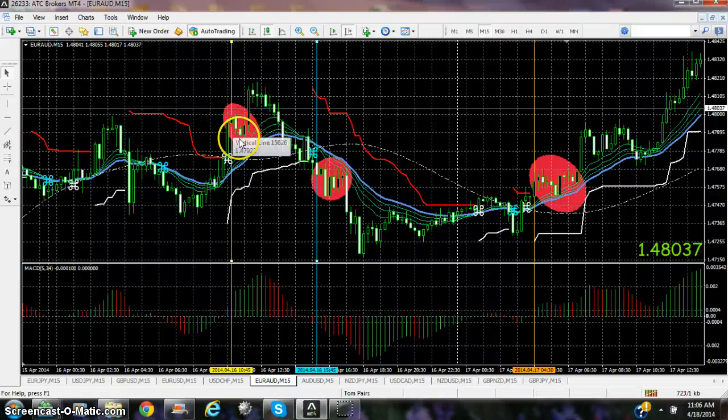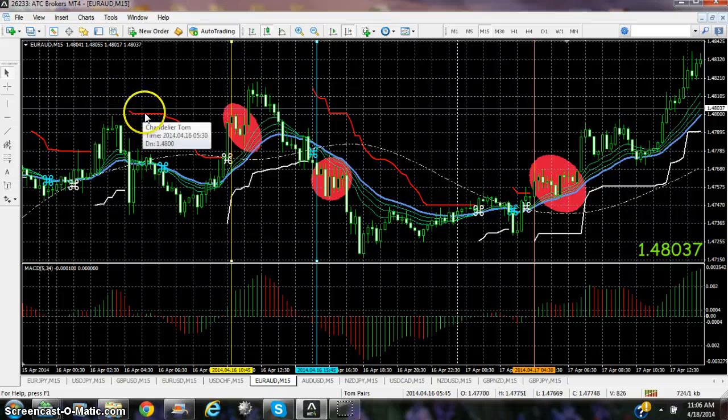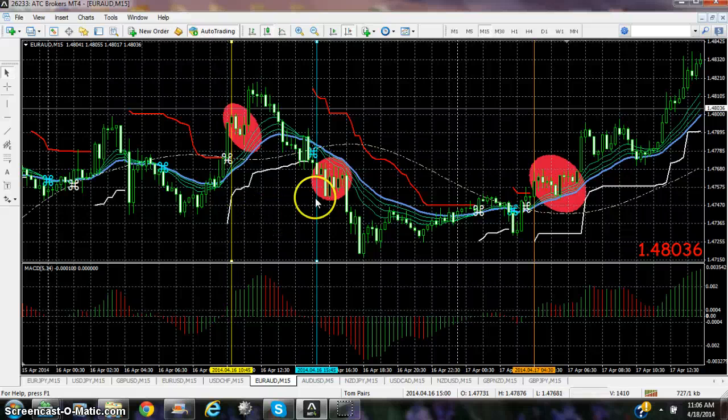This medallion in here, this ellipse, follows the change in the chandelier. You can see that here we had a down chandelier, and when price broke through, it switched to be a support with the white line here. This line is a T3 Tilson. It's a 38 period with a 0.618 as the second input.